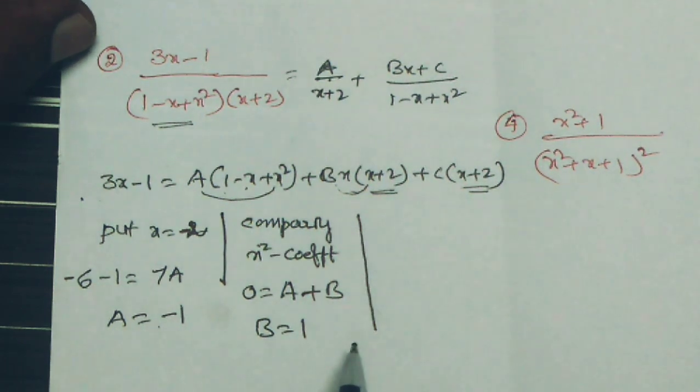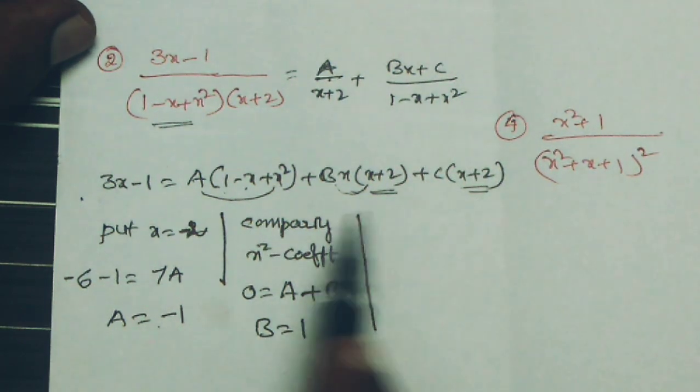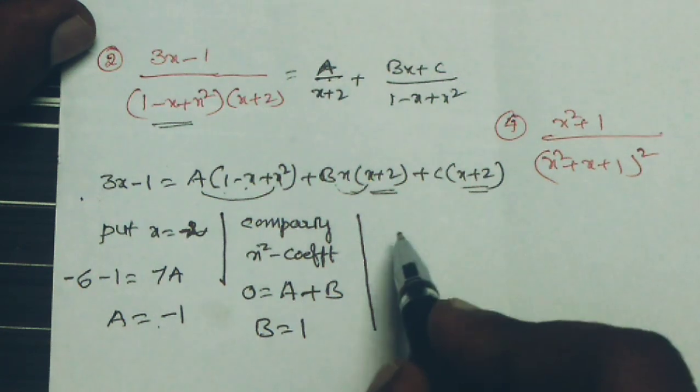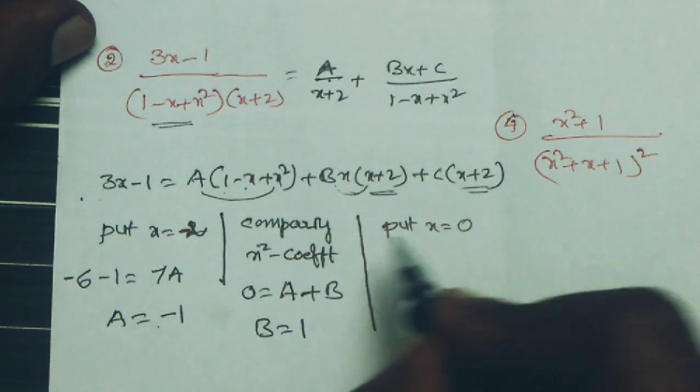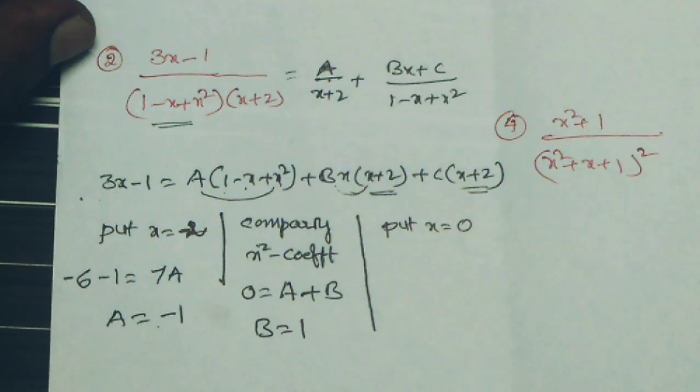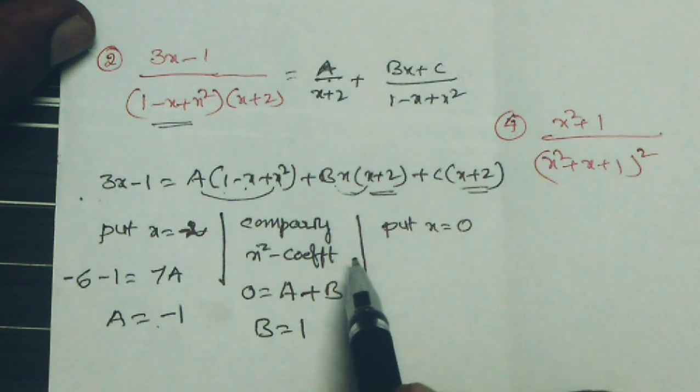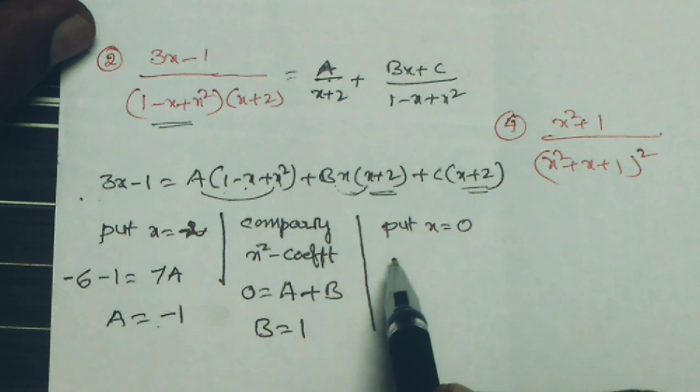Therefore now what do you have to calculate? See, there is no other constant, so I consider x = 0 or comparing the constant. If there exists some other constant, what do we have to do? We have to compare the x coefficient.